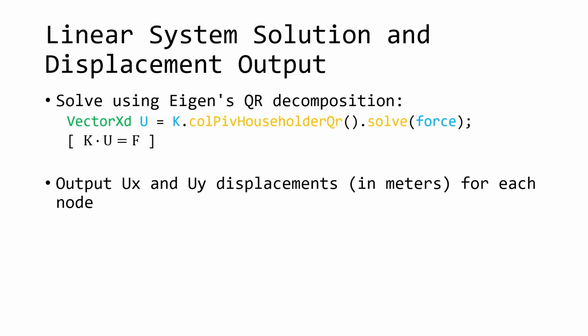We use Eigen's QR decomposition to solve the equation K.U equals F. Once solved, we obtain displacement values Ux and Uy for each node in meters.